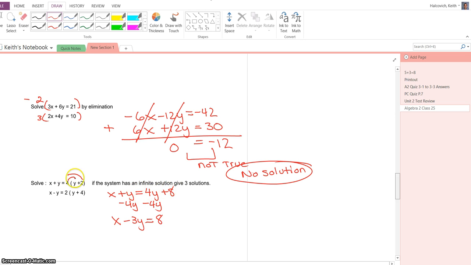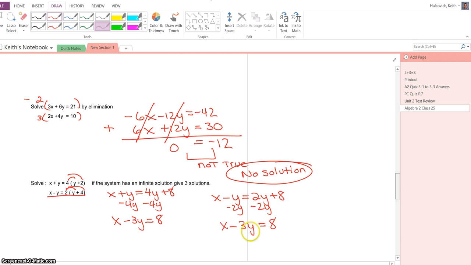Then the same can be said for the next one. When we distribute the 2, we get x minus y equals 2y plus 8. So then we subtract 2y. So we get x minus 3y equals 8. So both of them, notice, are the same.